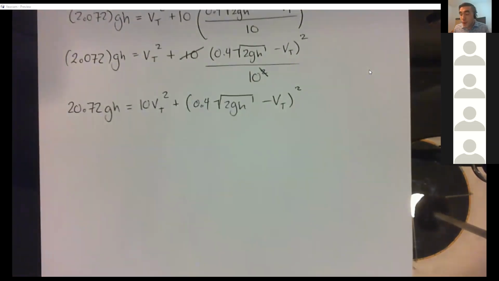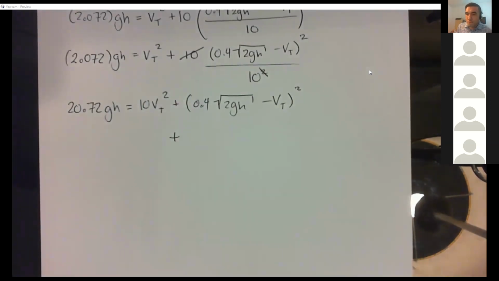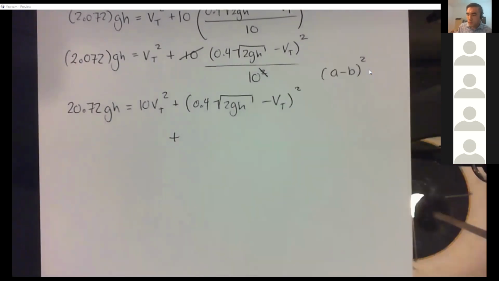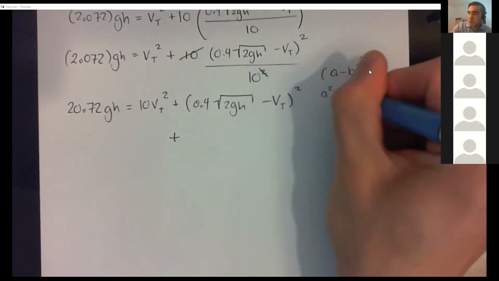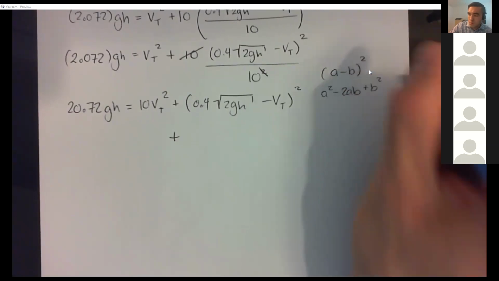Okay. And now squaring this. What do I get when I square this stuff on the left? 2GH just turns into regular 2GH. And then 0.4. Let me ask it this way. What's A minus B squared? Isn't it A squared minus AB minus B squared? Say that one more time, Jack. A squared minus AB minus B squared? Or I probably got the signs wrong somewhere.